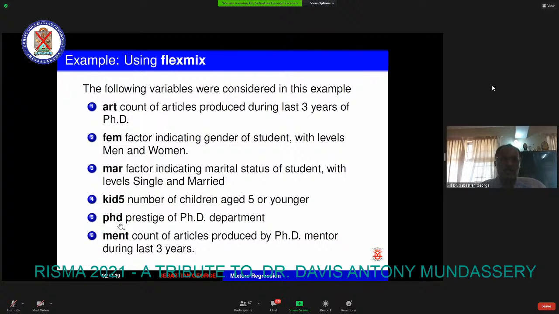And this PhD, this is the prestige of the department, because if the department is in Harvard, then the prestige will be very high. On the other hand, if it is in another small university, then it will be smaller. And this is basically taken from observations in America. So all these quantities can be easily obtained.